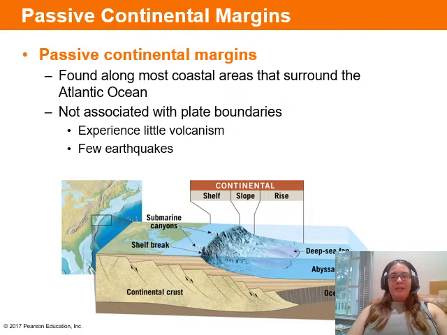We're going to see that our passive continental margins are not only found along the east coast of the United States, but almost around the entire Atlantic Ocean. And this is because the Atlantic plate is not currently moving. It's passive. It is staying still. And because these plate boundaries are not actively moving, we're going to see very little volcanism and very few earthquakes, because both of these geological phenomena are caused by plates either moving towards, away, or sliding past each other. But the Atlantic Ocean lacks any of this movement.